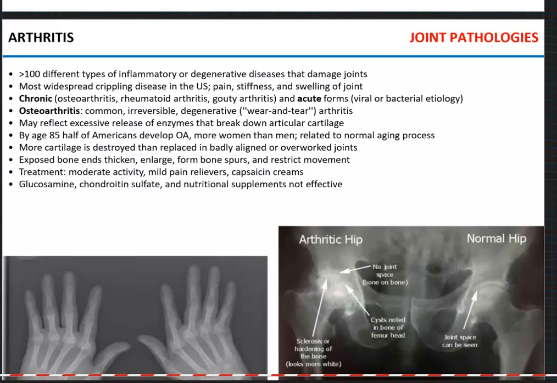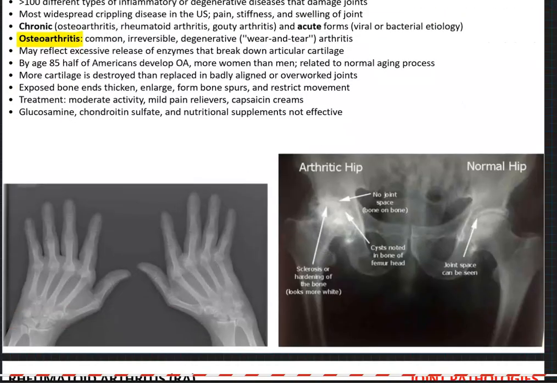Okay, arthritis. In general, arthritis is the inflammation of a joint, period. There are several types. First is osteoarthritis, so wear and tear. That's your arthritic hip. Now, I want you to know, first of all, there's normal wear and tear. We're all going to develop osteoarthritis to some degree as we become older.